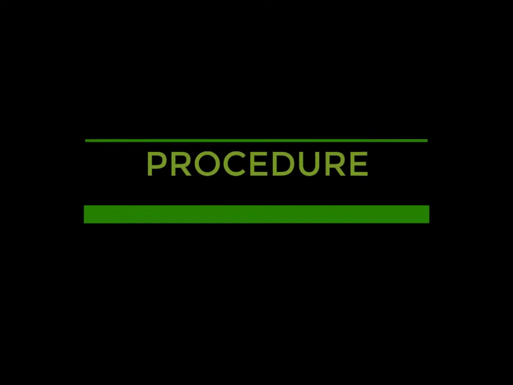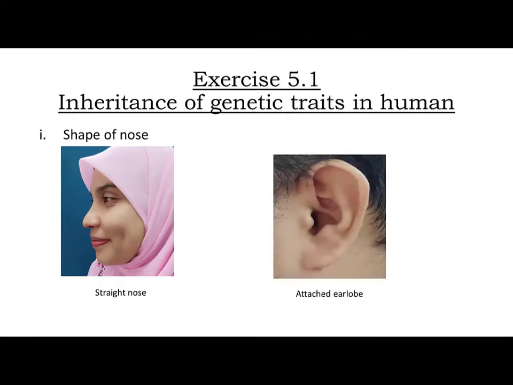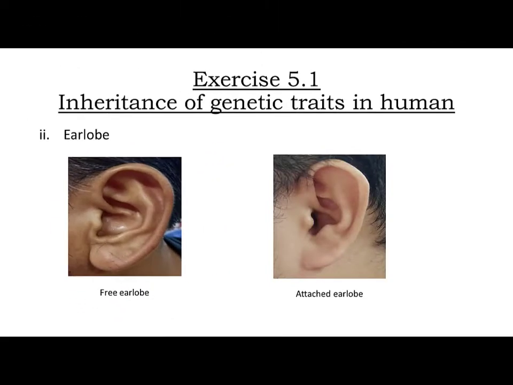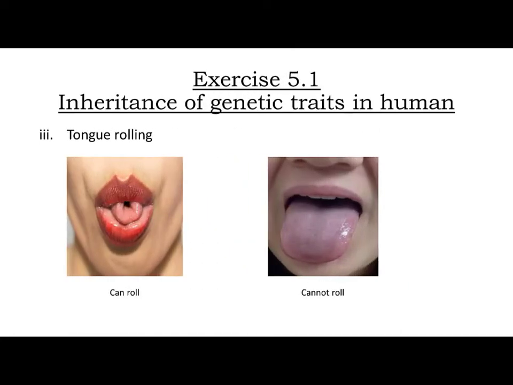For the exercise 5.1, there are 6 characteristics that we have to observe. They are: shape of nose. Straight nose is dominant to curved nose. Earlobe. Free earlobe is dominant to attached earlobe. Tongue rolling. Ability of tongue rolling into U shape is dominant to inability of tongue rolling into U shape.